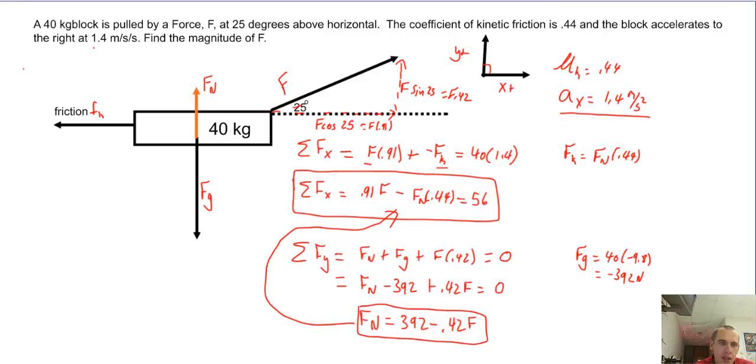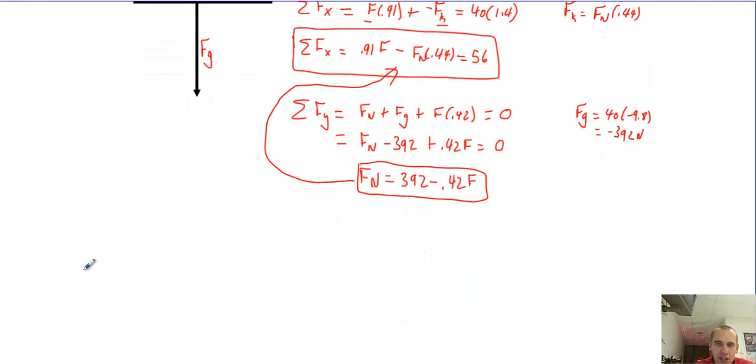It's not solved because I have an unknown in it, but I can sub that in here where I have the normal force. So now, doing that, I'm going to take the net force in x equals 0.91 times F minus, and now this is where my substitution comes in. I'm going to put this whole thing in parentheses, 392 minus 0.42 F, and then I've got to multiply that whole thing by that 0.44. That was my coefficient of friction.